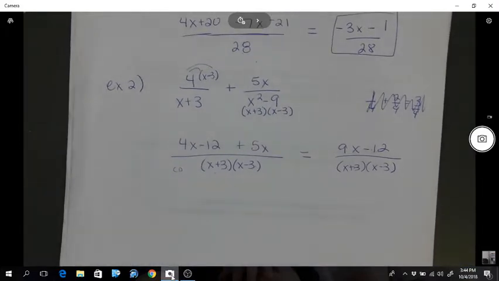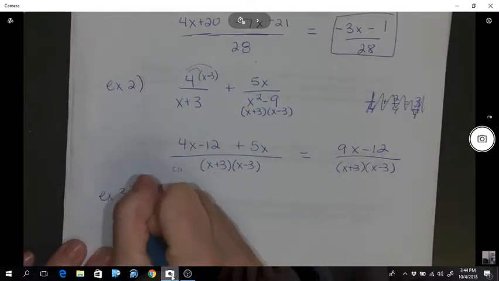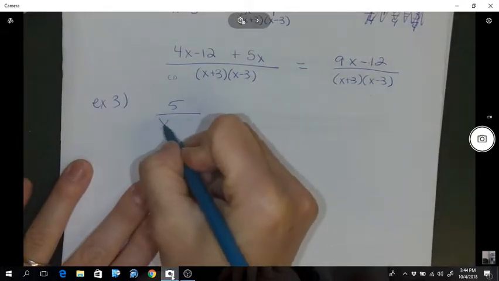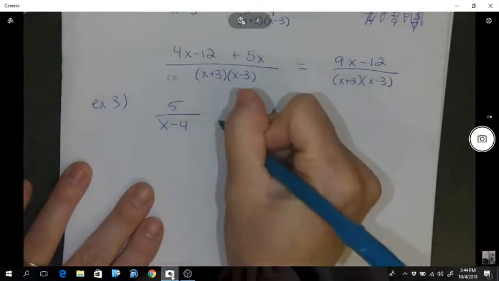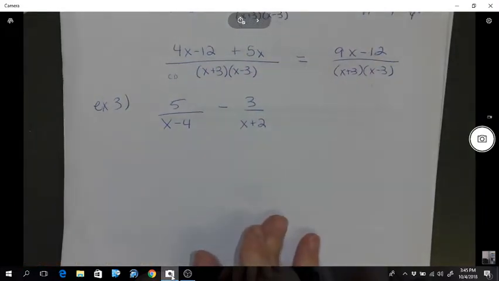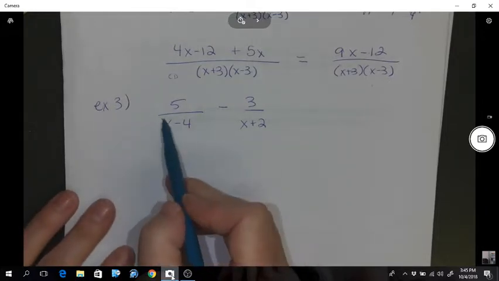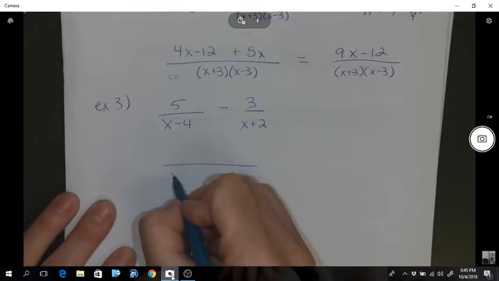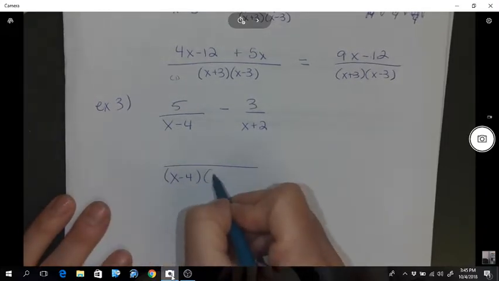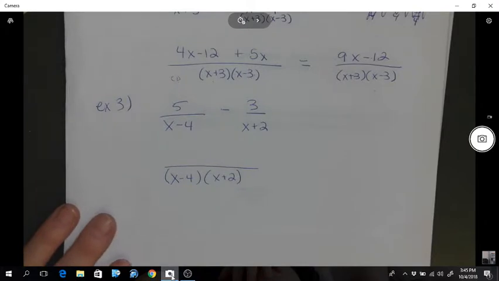Alright, let's see if we have another example here for you. 5 over (x minus 4), subtract 3 over (x plus 2). Okay, so in my denominator, I need to have an x minus 4 in there. I also need to have an x plus 2 in there. Does this number fit in there? Yes. Does this fit in there? Yes.